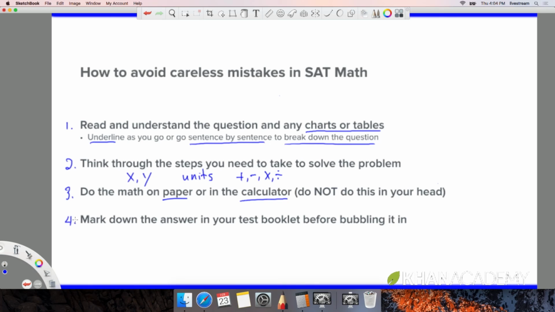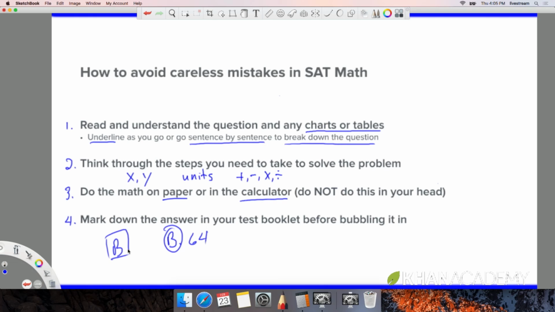Now, the last and final step that I'd suggest you take is to mark down the answer in your test booklet before bubbling it in. So say our answer was B, 64, then I recommend you circle it or you write it and you box it so that when you're transferring answers for this problem to the answer sheet, you have no doubt in the world that your answer is B and the right answer makes it over there.